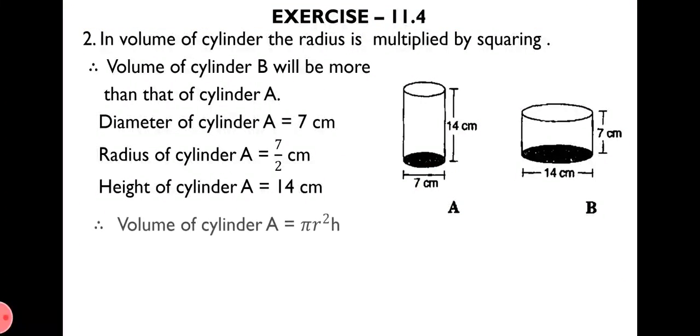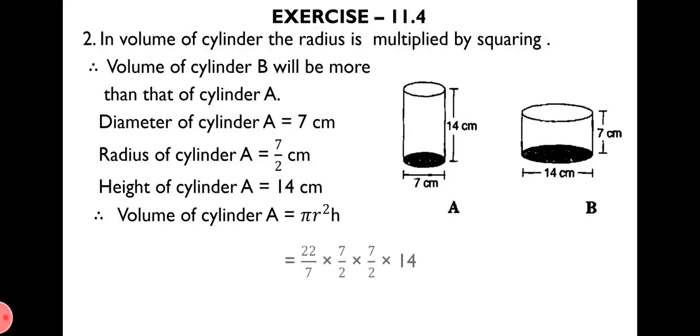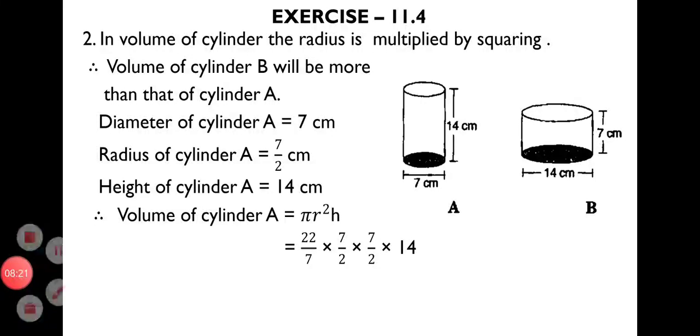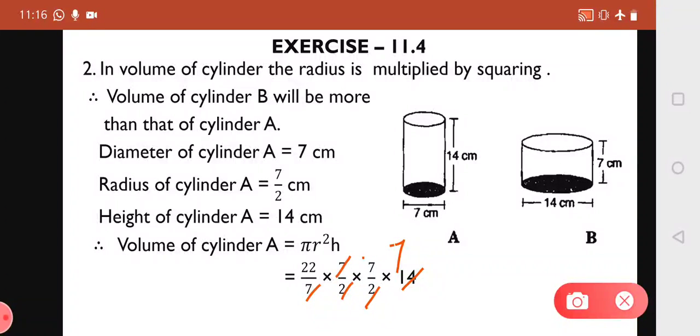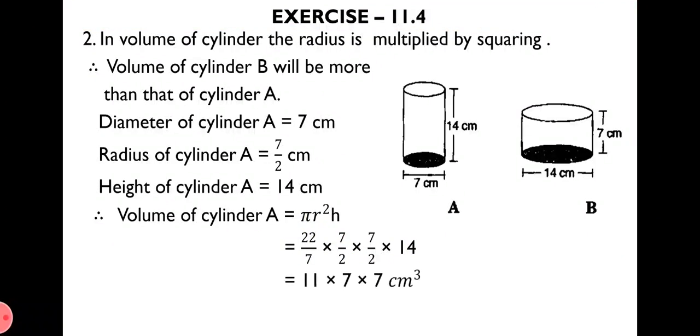Now volume of cylinder A equal to pi r square h, that is equal to 22 upon 7 into 7 upon 2 into 7 upon 2 into 14. Now 7 will cut, the 2 ones are and 2 sevens are, again 2 cut and 2 elevens are. So we will get 11 multiplied by 7 multiplied by 7 centimeter cube. The unit of volume is always in cubic units only. That is equal to 539 centimeter cube.